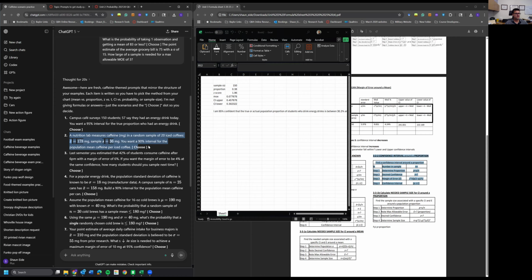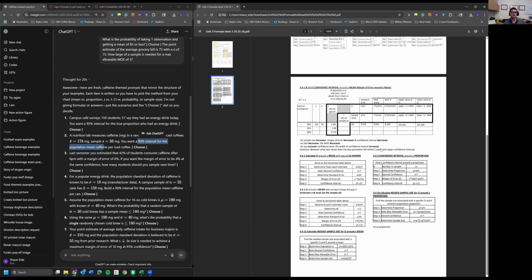A nutrition lab measures caffeine in a random sample of 20 iced coffees. Okay, and so it's got the mean value right there and a sample standard deviation of 36 milligrams. You want a 90% confidence interval for the population mean caffeine per iced coffee. So right here, we've got the mean, we've got a standard deviation, and we want an interval around the population mean.